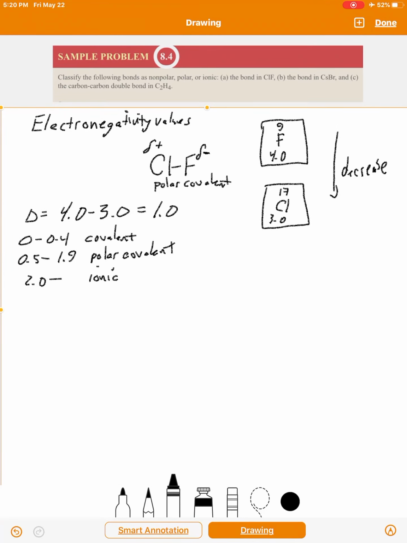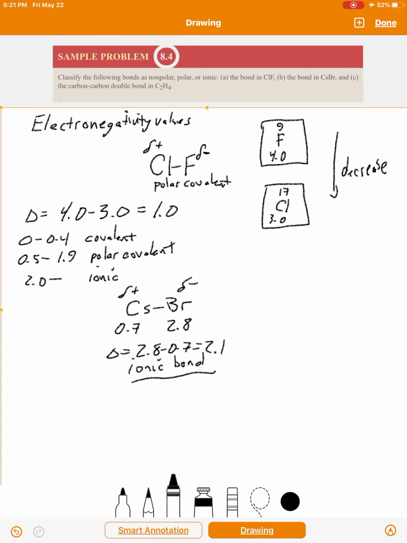The second one is the bond between Cs and Br. Well, cesium, you look that one up, it's 0.7, and bromine is 2.8. That's a pretty big difference. The difference is 2.8 minus 0.7, that's 2.1. Well, positive, negative, right? The negative goes on the more electronegative. This is ionic. It's greater than 2, so it's an ionic bond. Now, in fact, it's not 100% ionic, but we would classify that as an ionic bond. 2.0 or greater is ionic.